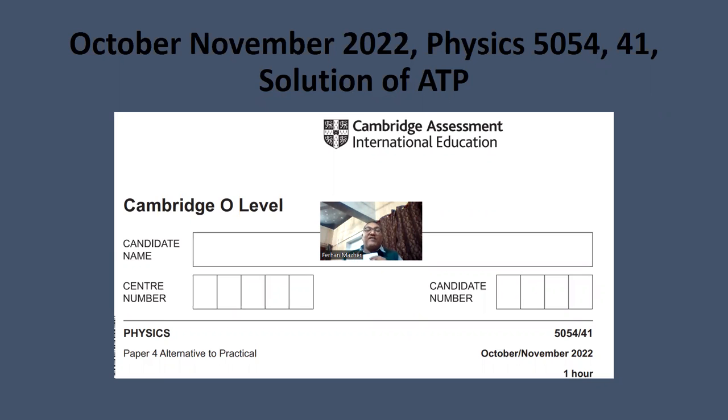Physics 5054. Today we have set our hearts to solve paper 4. We all call it the alternative to practical, ATP paper. And today we have selected the October-November 2022 4-1 paper. This ATP paper, this paper 4, belongs to zone 1, or variant 1. So let's start today's paper, and here we go.